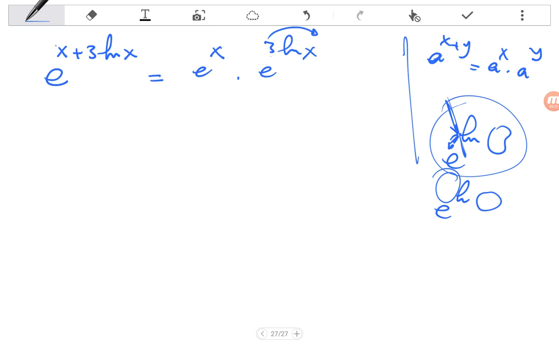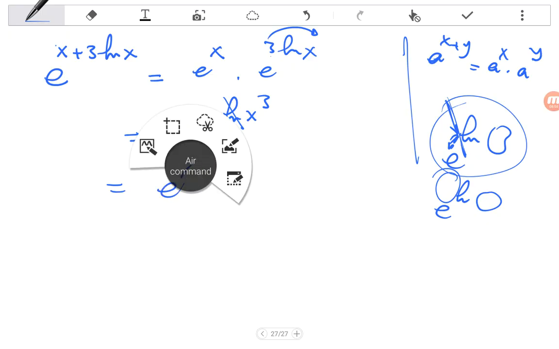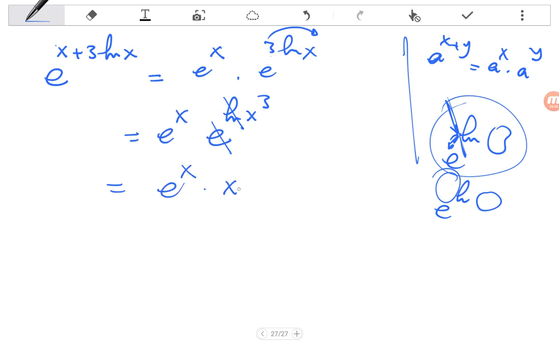If I take that 3 to be the exponent of the x inside the ln, so that will be e to the power of ln x to the power 3. In this case, yes, the effect of that e eliminates the effect of that ln, and the result will be e to the power x times x cubed, or x cubed times e to the power x. Okay, so that expression can be simplified in that form.